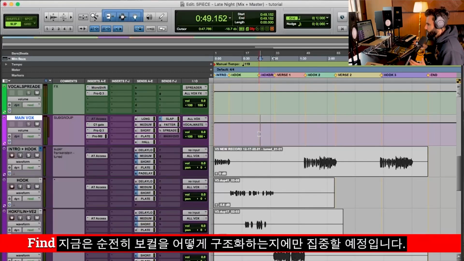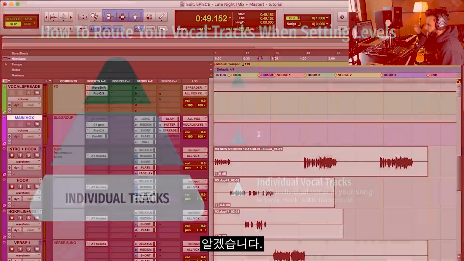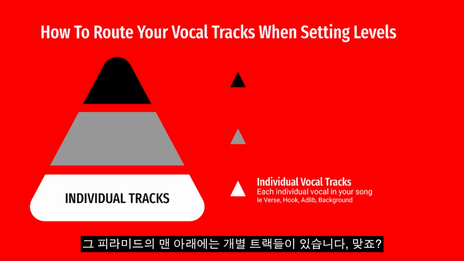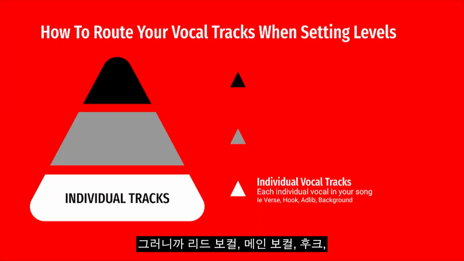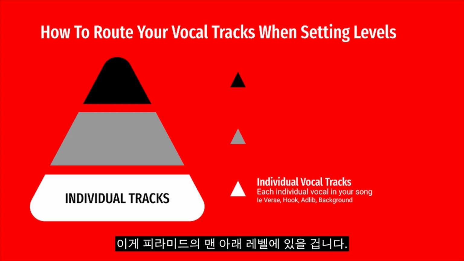Right now, I'm going to focus purely on how I structure my vocals, and the way that I like to think about it is I think of it as a 3-step pyramid. Okay, on the bottom of that pyramid is my individual tracks, right? So this is like my leads, my main vocals, my hooks, my verses, my ad-libs, all the stuff, right? All the individual components that make up a vocal performance, all the final edited takes, this is going to be on that bottom level of the pyramid.